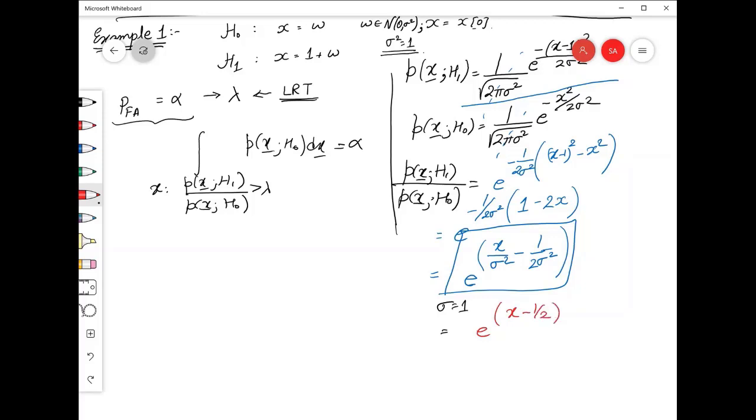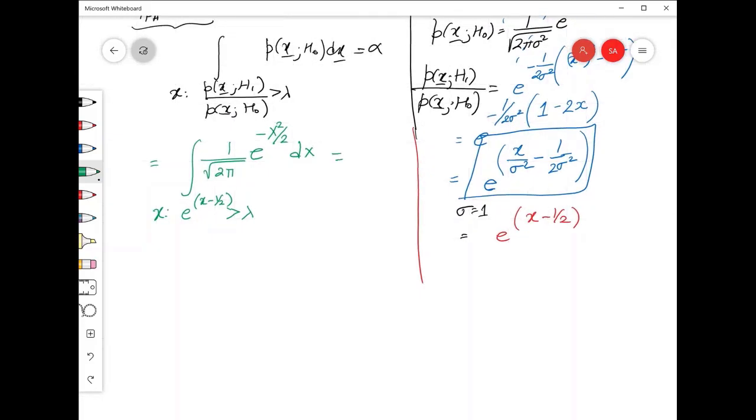Okay, so coming back to our expression here, my probability of false alarm is equal to the integral over x such that e power x minus half is greater than lambda, of 1 over under root 2 pi, since sigma square is 1 I can remove it, e power minus x square over 2 dx. X is a scalar, so I can remove the vector sign here. And this is equal to alpha. So now I have to solve this equation here.